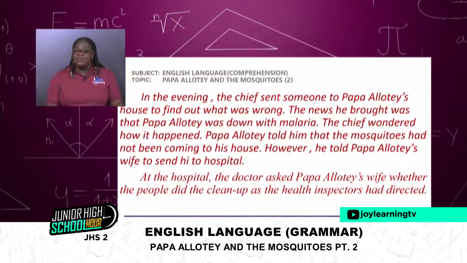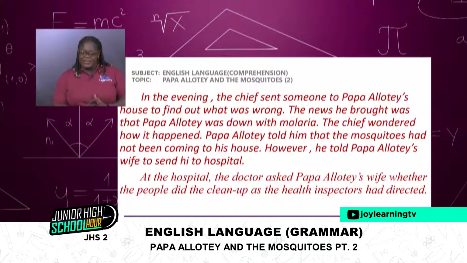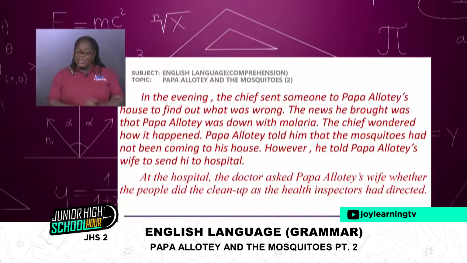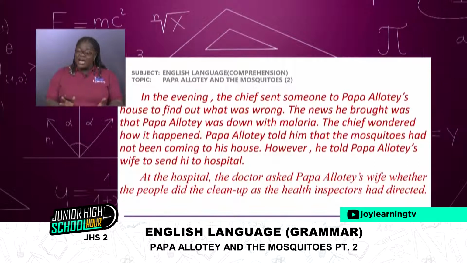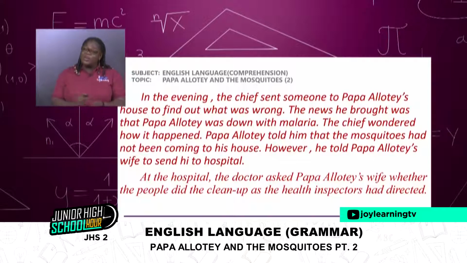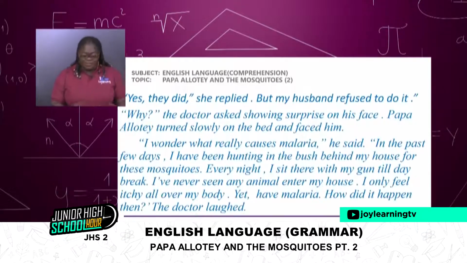You remember in the first part of the story, we were told that the health workers came to the village and told them to have a cleanup exercise. Yes, and instead of Papalo taking part in the cleanup, he decided to go look for a gun to buy to kill the mosquitoes. So at the hospital, the doctor asked Papalo's wife whether the people did the cleanup as the health inspectors had directed. Which, of course, yes, I know they did.